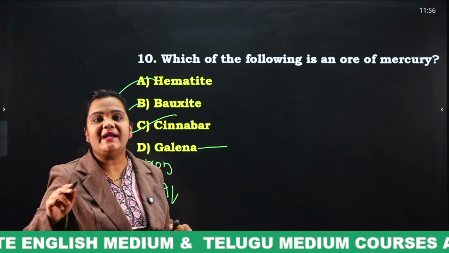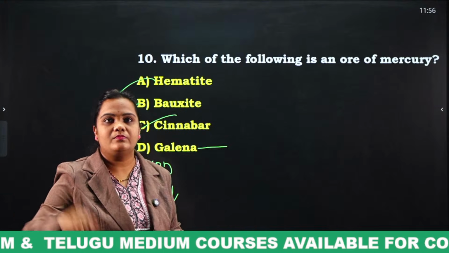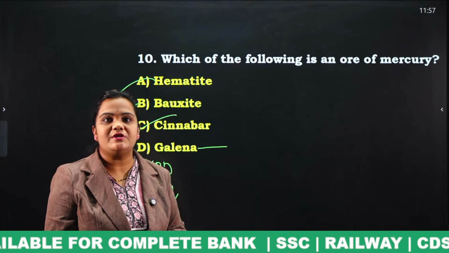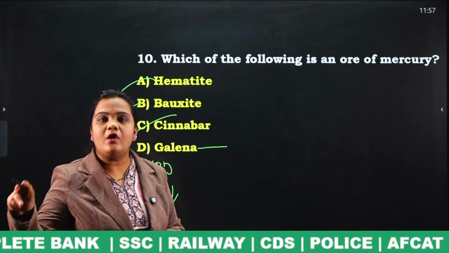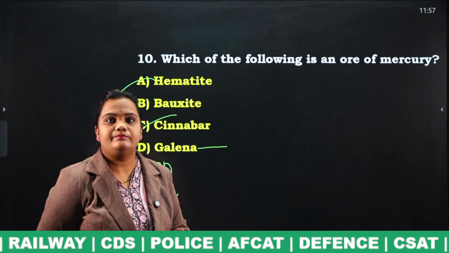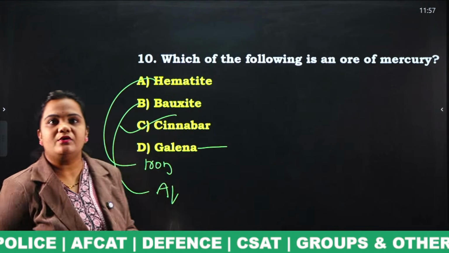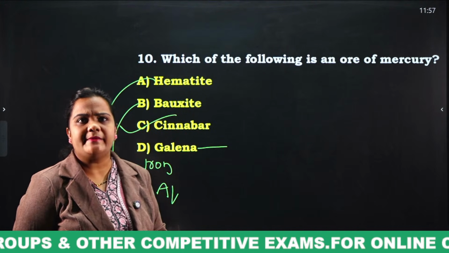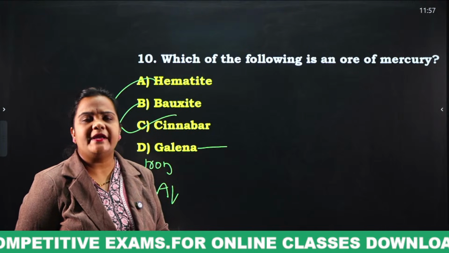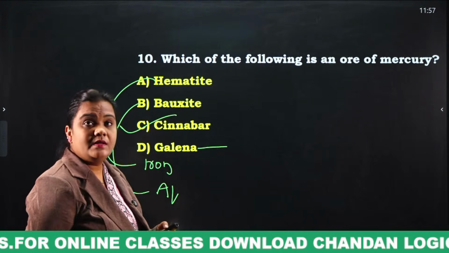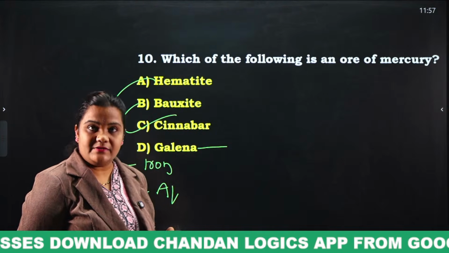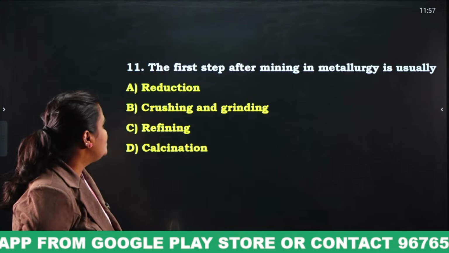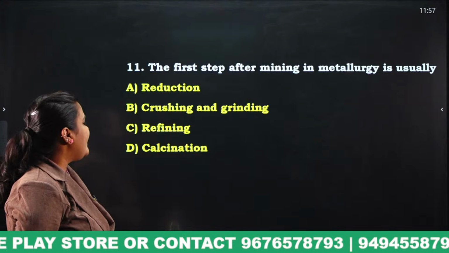Tell me, students. Galena is an ore of lead or what? What is the answer for this question? Galena is an ore of which metal? Who is going to give the answer to my question? Recall. Very good. Lead. Okay. The first step after mining in metallurgy is usually reduction, crushing and grinding, refining, or calcination.